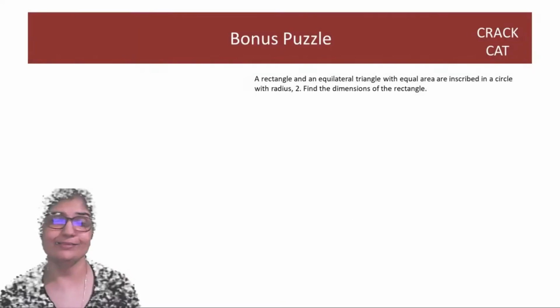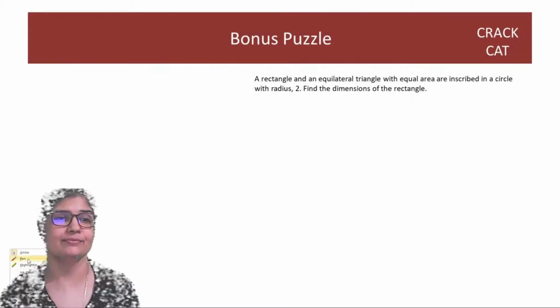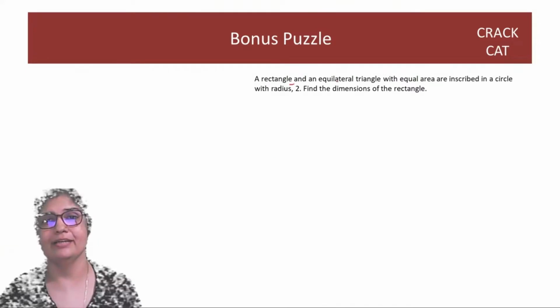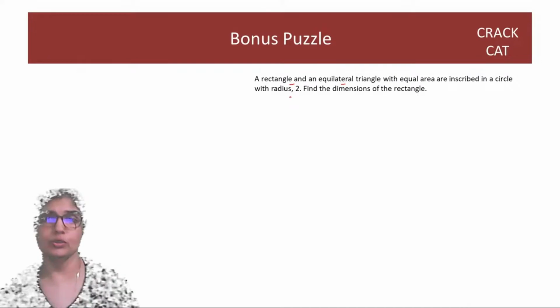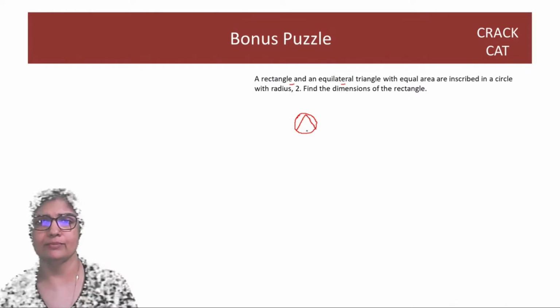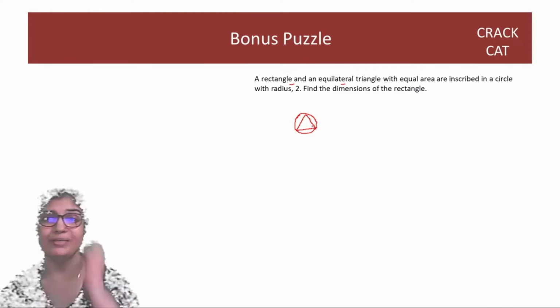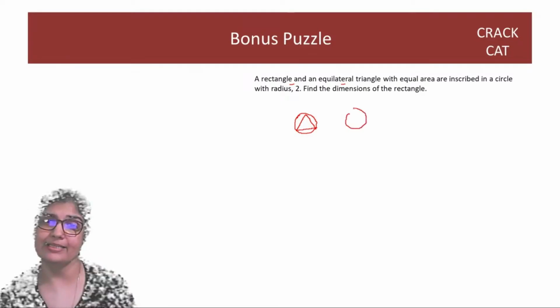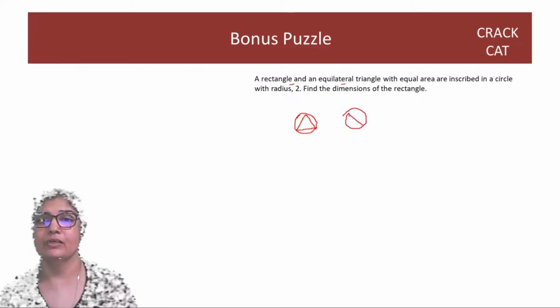So the puzzle that we did, I gave you all this puzzle yesterday. A rectangle and an equilateral triangle with equal area are inscribed in a circle with radius 2. So we mentioned how, given a circle, the equilateral triangle inscribed inside will be unique. But many rectangles can be made.